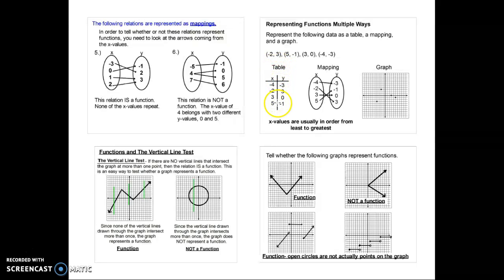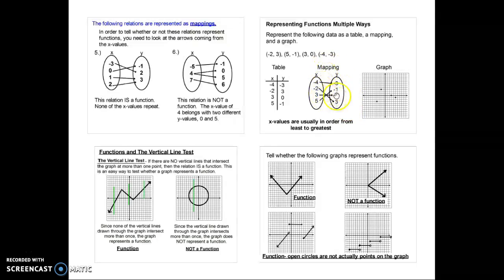So remember, a table is sometimes called a T-chart, right? You draw what looks like a T. X comes first, then Y. You list all of your x values, and they should be listed from least to greatest. Then you list your y values that match up with those. So if you look, originally my ordered pair I started with was -2, 3. But in my table, I'm starting with the x value of -4 because that's my smallest value. Your table should be listed from least to greatest based on your x values. Okay, so -4, -3 is written out straight across. Then -2, 3, 3, 0, and 5, -1.